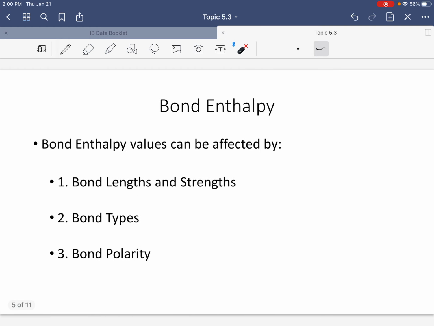All right, let's continue. Bond enthalpy can be affected by these things. How much energy it takes to break this bond versus that bond is based on a couple of things. Bond length, we talked about that a long time ago. Basically, the longer the bond, the weaker the bond. I think we even did playing with molecular structure and even proved that. Bond types, the type of bond. What kind of bond are you talking about?